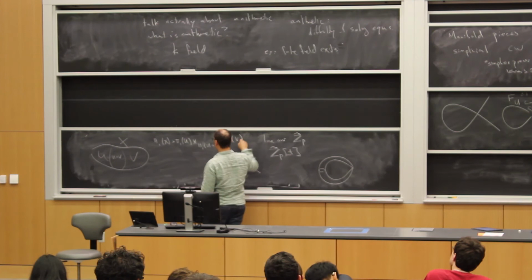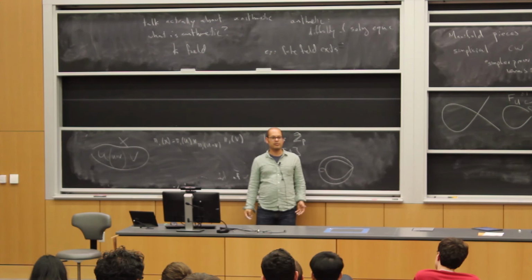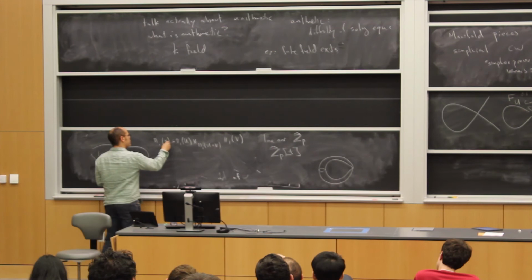Of course, you should never write this kind of thing, because you should really write the base points, so that we know what we're talking about. The point here is that you can choose a base point that lies in the intersection. And when you do that and you put little x's everywhere, then this is a really natural isomorphism.